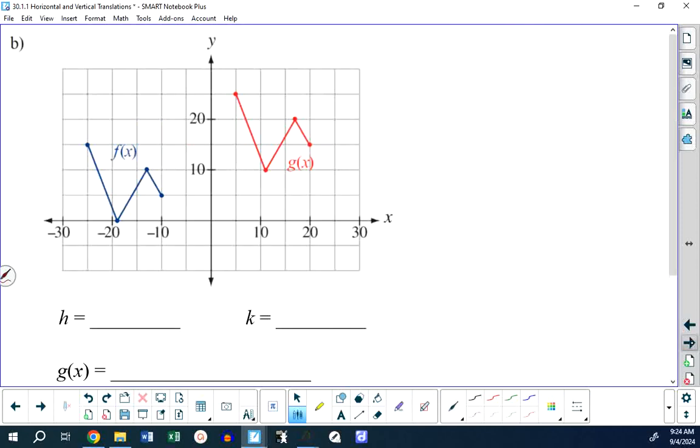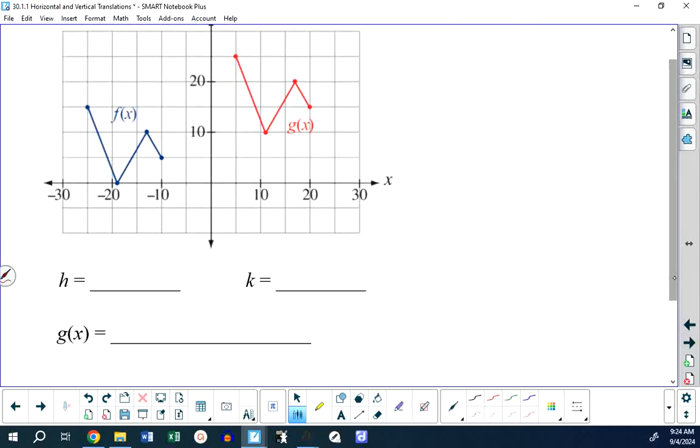This one. Now, you could, if you want to, not even worry about h and k. You should be able to look at this and go, I need to shift 10, 20, 30, 40, 50, 60. Nope. Each of those are 5. 5, 10, 15, 20, 25, 30 units to the right. Correct? Okay. Well, if that's the case, then I know it's going to be f of x minus 30.